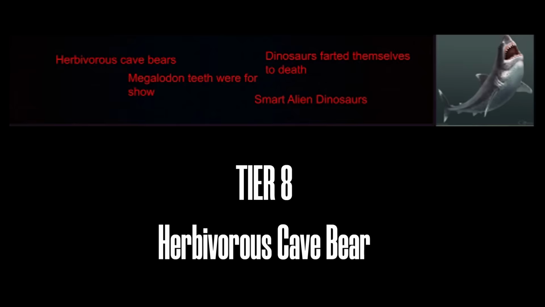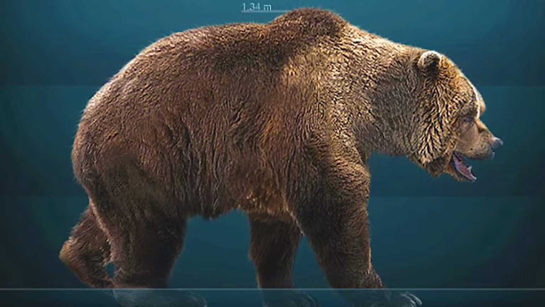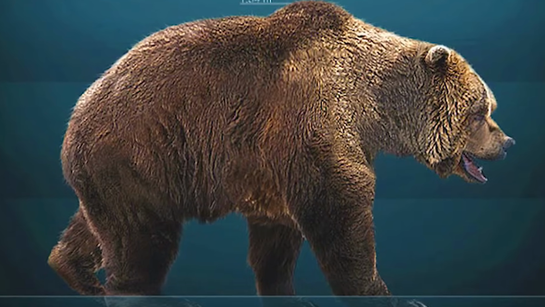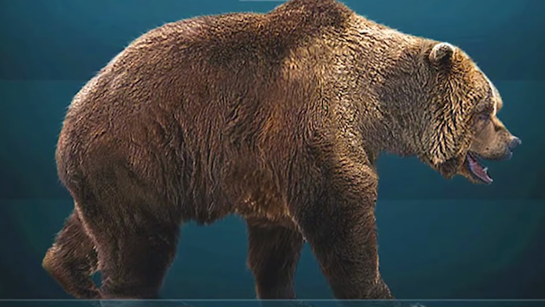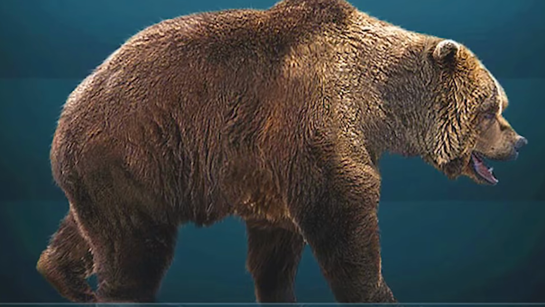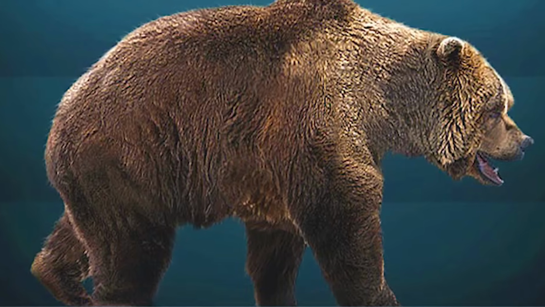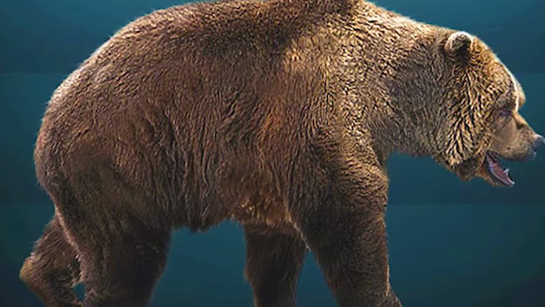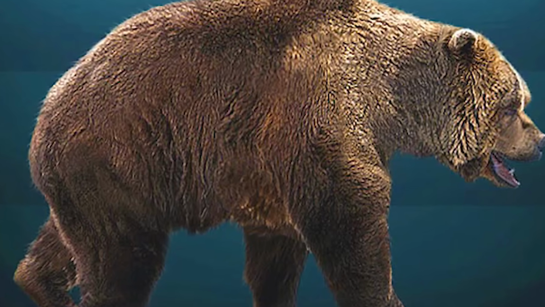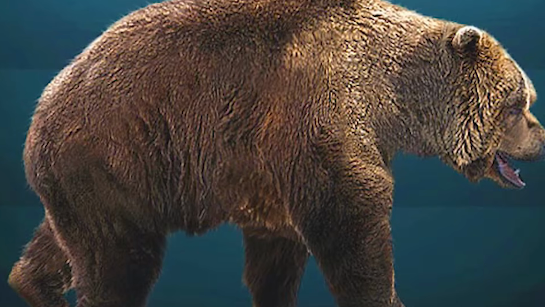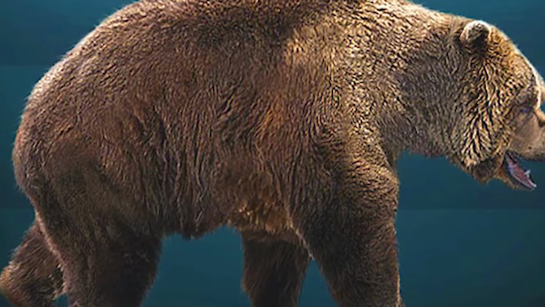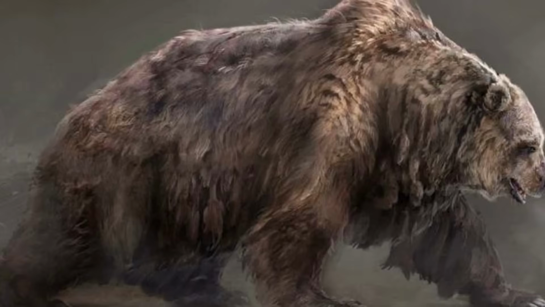Tier 8. Herbivorous cave bear. The cave bear inhabited Europe and Asia during the Pleistocene era, and despite being a member of the order Carnivora, which is mostly bears, it was primarily herbivorous. These large bears, comparable in size to modern Kodiak bears, displayed adaptations for a plant-based diet. Their skulls and teeth, particularly the broad molars, were well suited for grinding fruits, berries, nuts, and vegetation.